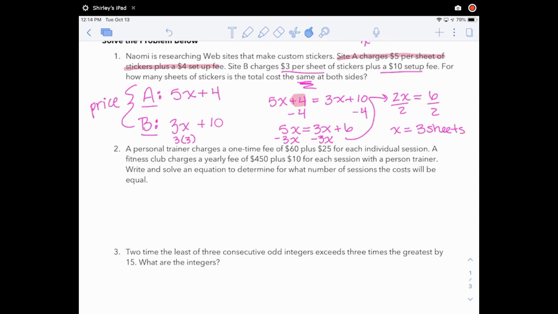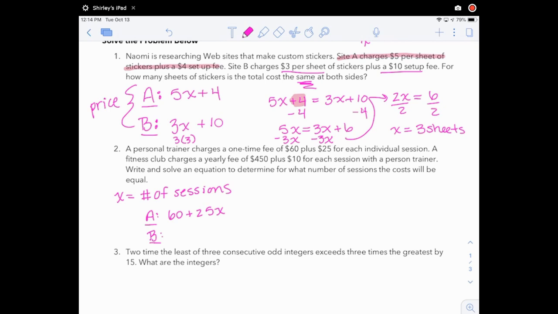So if we look at question 2, one-time fee of $60 plus $25 for each individual session. Which of those numbers changes per session? The 60 or the 25? The 25. Right. So that's the one that's gonna go with my variable, because in this case, if I have the letter X, X is going to represent the number of sessions. I don't know what that is yet. That's kind of what I'm looking for in the end. So for company A, I have a $60 fee plus $25 for however many sessions I have.